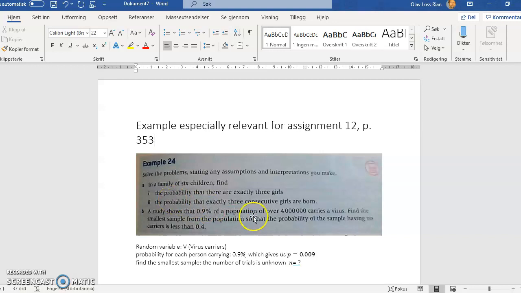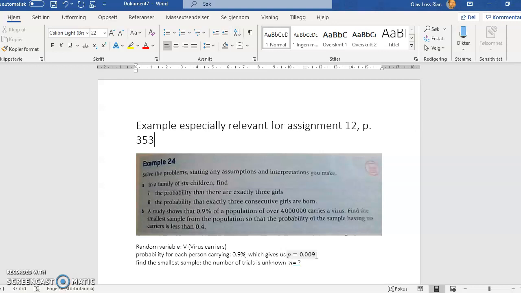So our random variable here, we're going to call that V. That's V for virus carriers. And the probability for each person in this population carrying the virus is 0.9%. And we need to translate that into a decimal number. So 0.9% is the same as 0.009. So that's our P here.